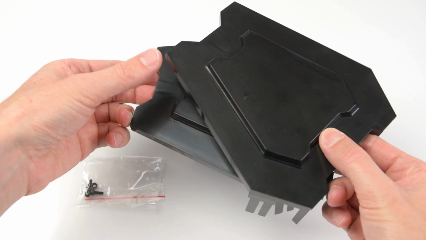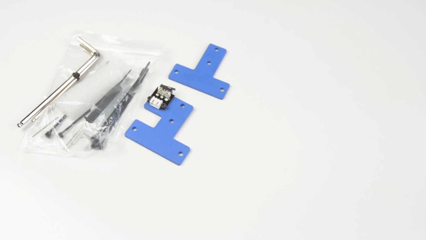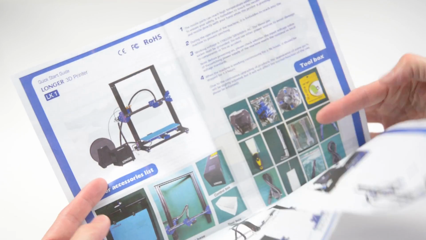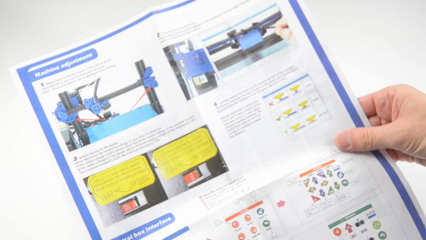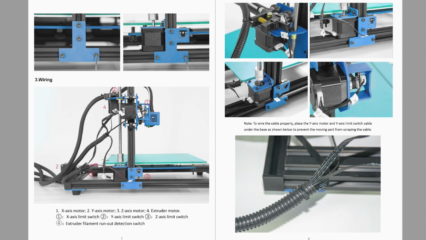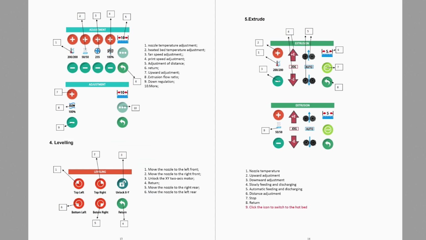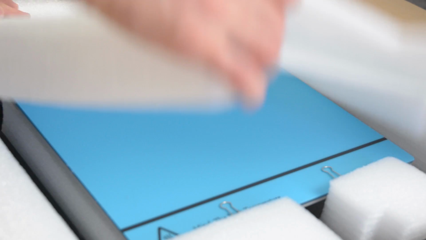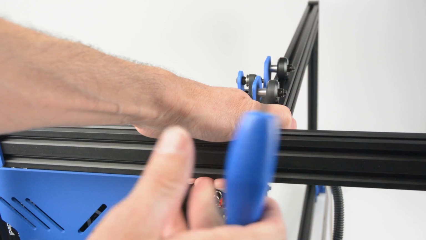Also included, we have some basic tools, the side brackets, a USB and power cable. There is an easy to follow quick start user manual included in the box for the assembly and operation of the printer. A detailed user manual with software setup instructions, along with a few included pre-sliced 3D models, are found on the SD card. The 3D printer can be unboxed and assembled within 30 minutes.